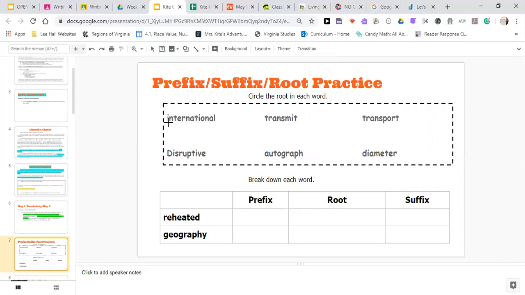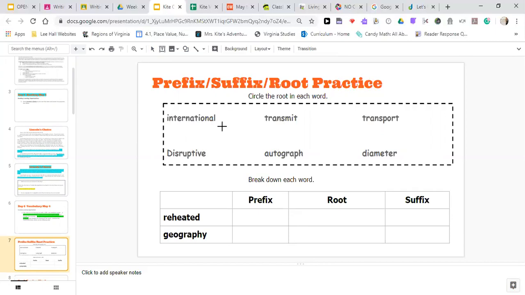Okay. The prefix is inter. Inter means between. Now, it's really important that when we talk about prefixes, suffixes, and roots, that we know the meaning of our prefix and suffix as well as our root word. So inter means between. So I see a prefix here. Now, do we see a suffix? We do, and that suffix is al.